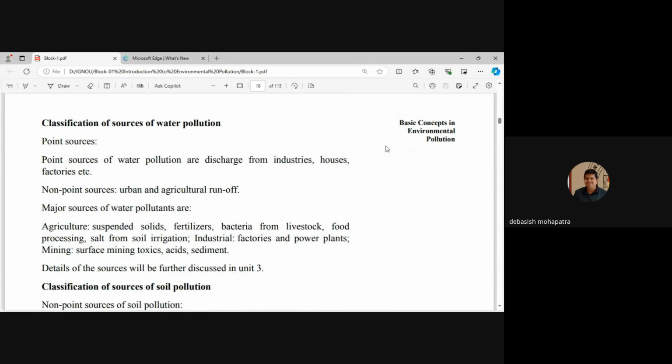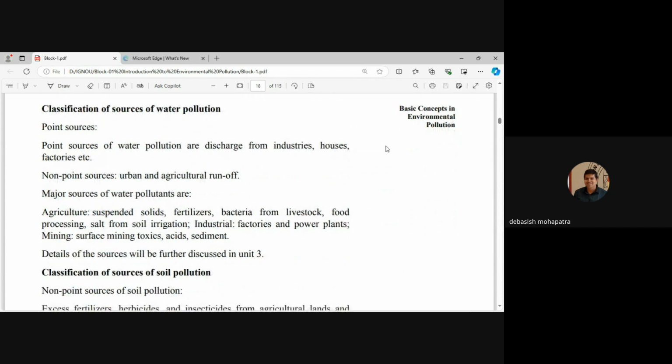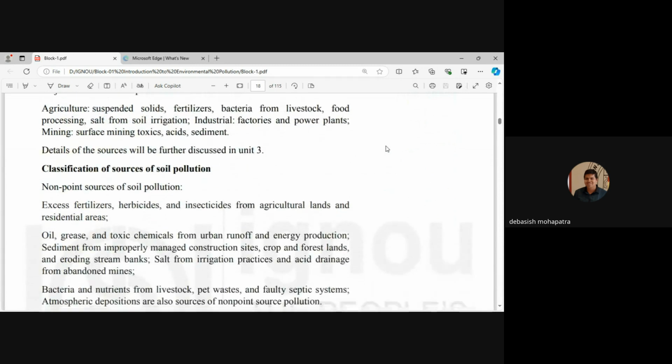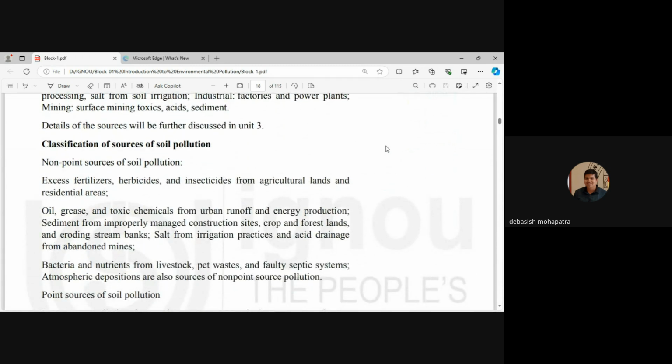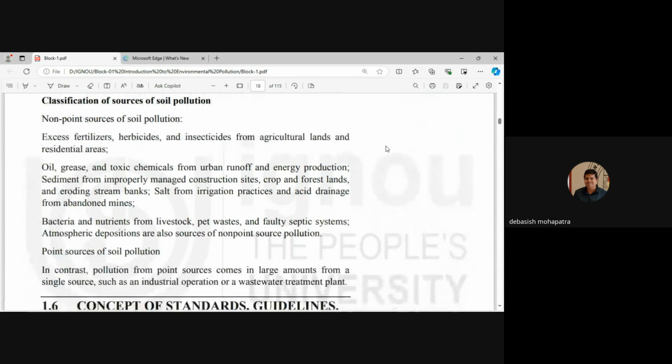Here also, point and non-point source, it is the same as I have discussed in water. Okay. Same is with the soil pollution, non-point source and point source, excessive fertilizers, oil, grease.